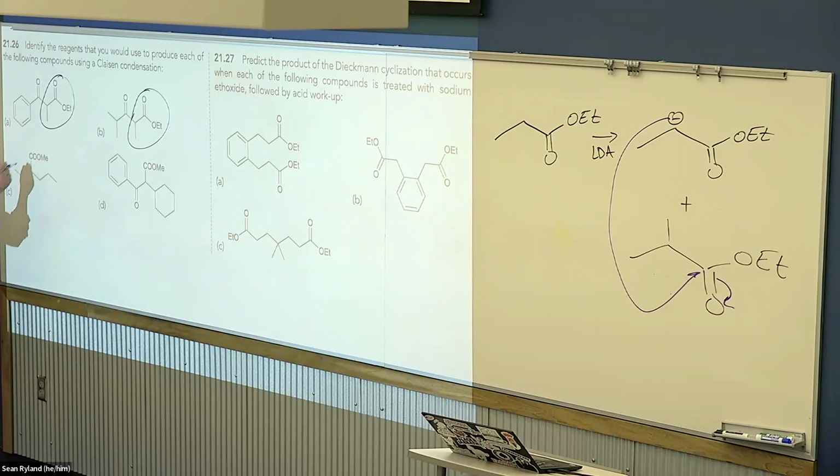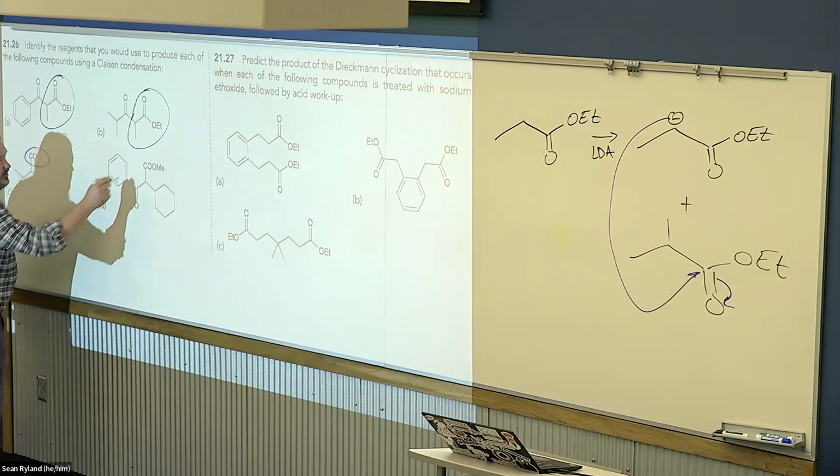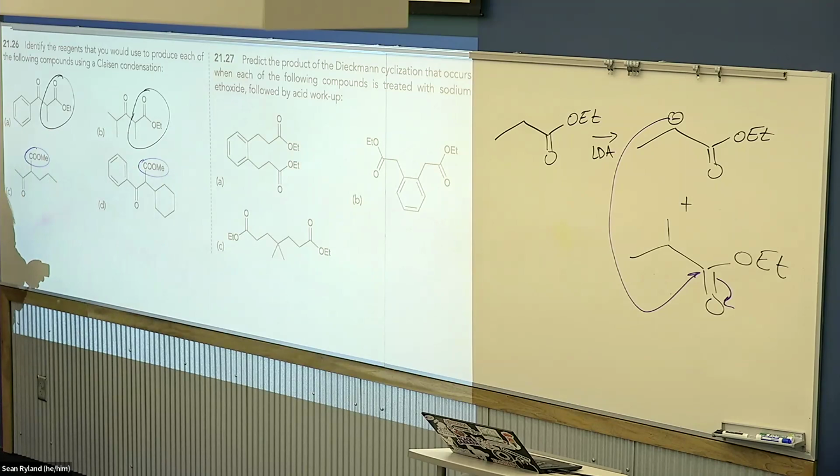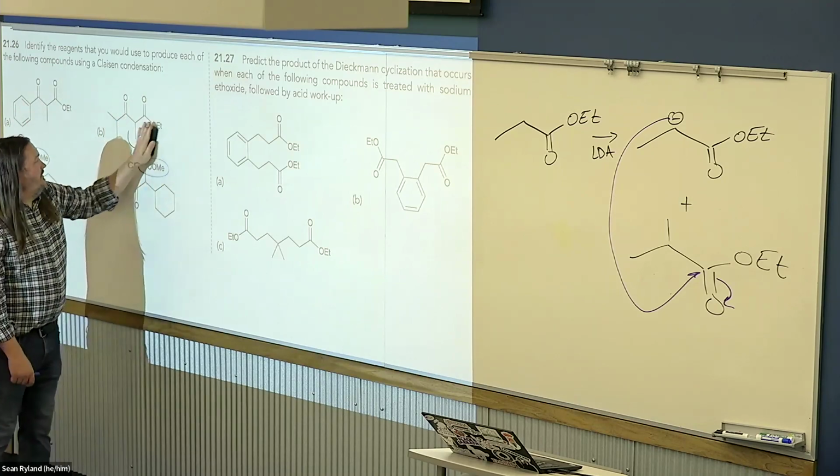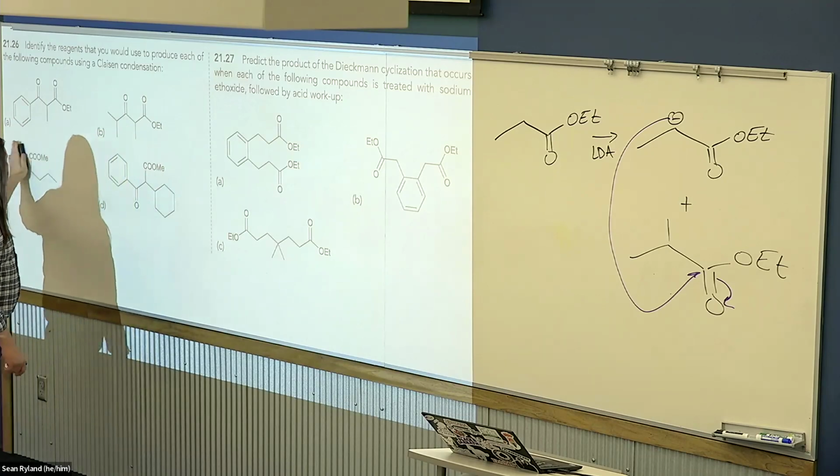Also, just a reminder, they're showing you both ways you can write an ester. That's just another way of writing an ester when you're short on space and you don't want to show the carbonyl: COO and then another alkyl group attached. We'll cover those on Thursday.